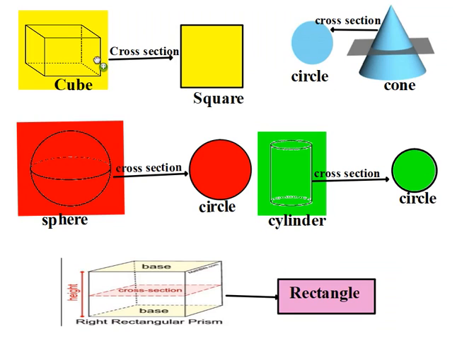We learned of a cube and its cross-section. The cross-section of a cube is square. The cross-section of a cone is circle. The cross-section of sphere is circle. The cross-section of cylinder is circle. The cross-section of a right rectangular prism or a rectangular prism is a rectangle. I trust you get what we learned in our previous lesson.